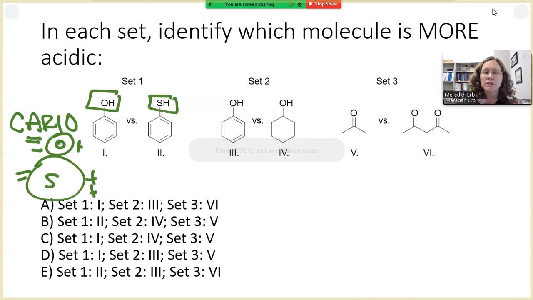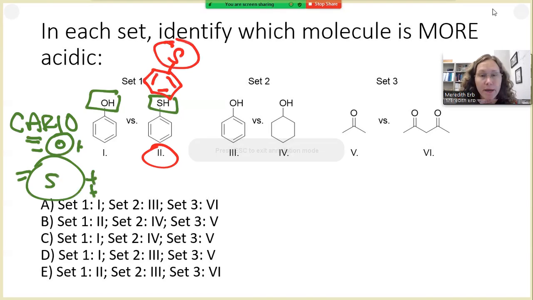So whenever you have a sulfur or a thiol versus an alcohol, the molecule that has the sulfur is going to be able to stabilize the conjugate base better. Okay, so the conjugate base would look like this, where that negative charge is going to be spread out better on the sulfur atom versus the less polarizable oxygen. All right, let's take a look at question number 2, or set number 2.